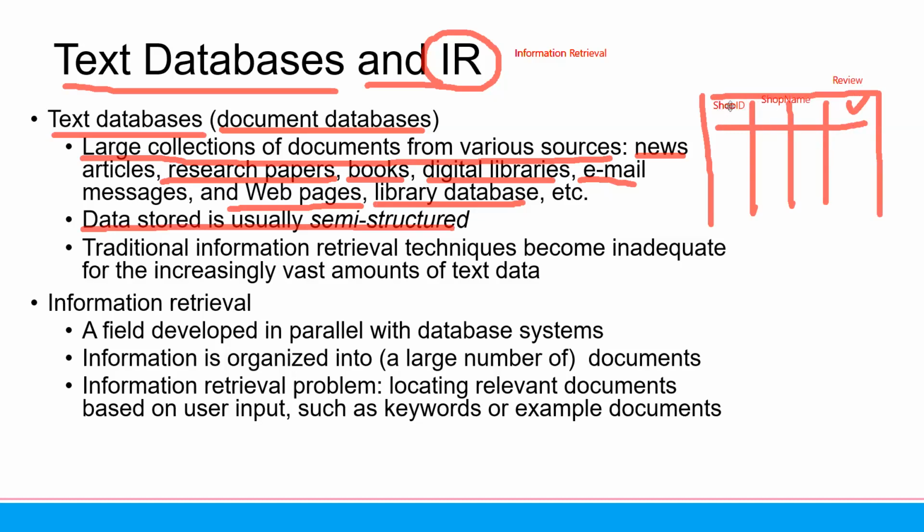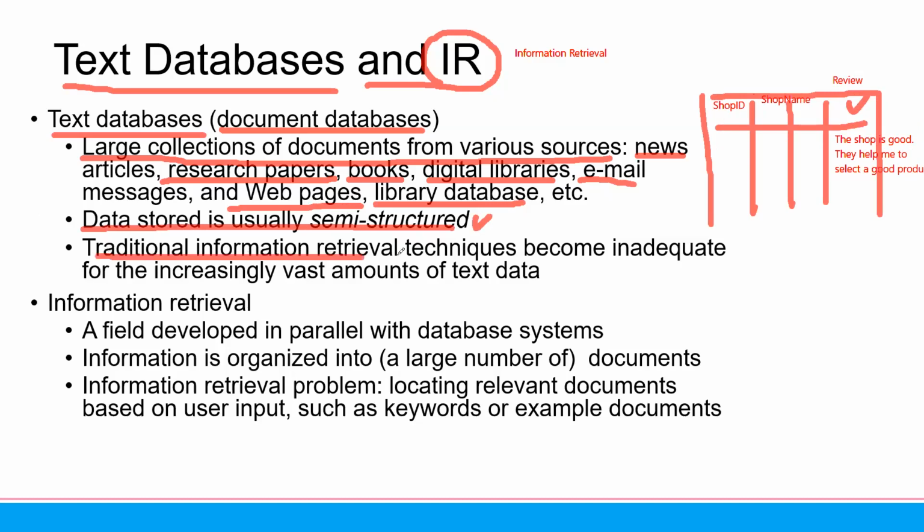In one table, or in one column, it is structured. You can see the shop ID and the shop name, but the review is totally unstructured. I can say that the shop is good, they helped me to select a good product. So if you put a review like this into your database, this kind of data is unstructured. Then we have the semi-structured.